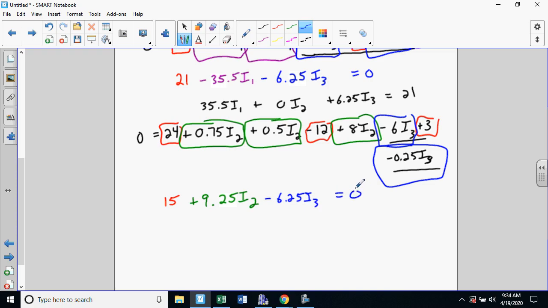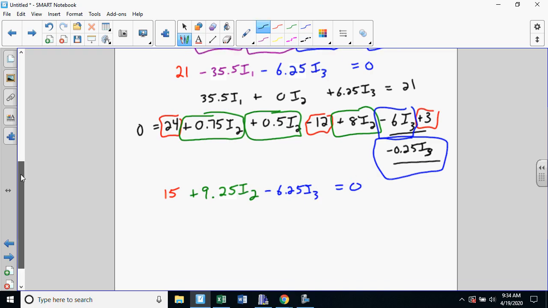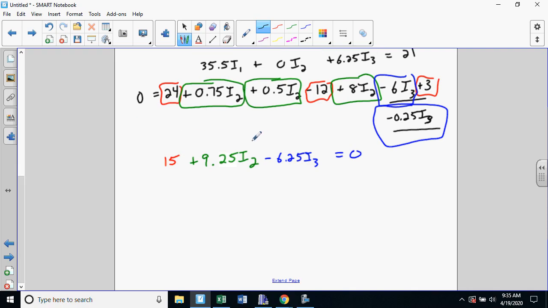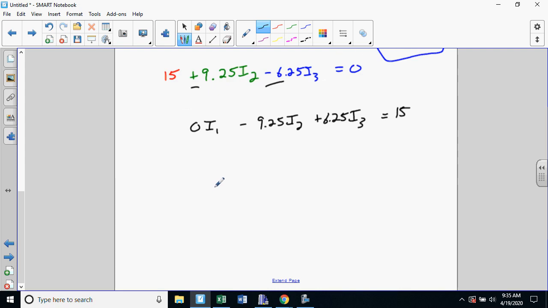And then it all adds up to 0. And again, I want to make this look almost in matrix form, which is to stack the currents and put the constant terms on the right. So again, I've got a positive 15, so I'm not going to move it. I'm going to move these guys by subtracting 9.25 I2 and adding 6.25 I3. So that gives me 0 I1, there is no I1 term, minus 9.25 I2 and plus 6.25 I3 is equal to 15. So I've got three equations now.